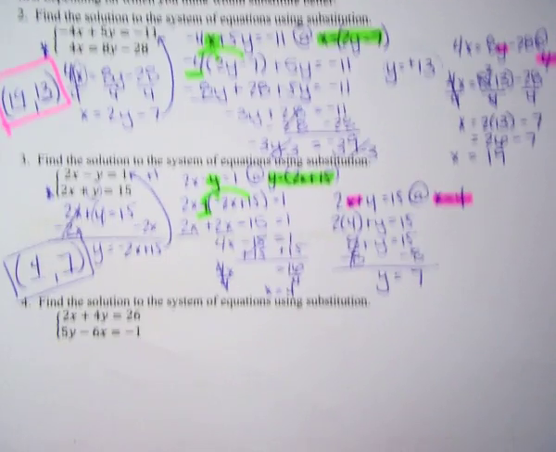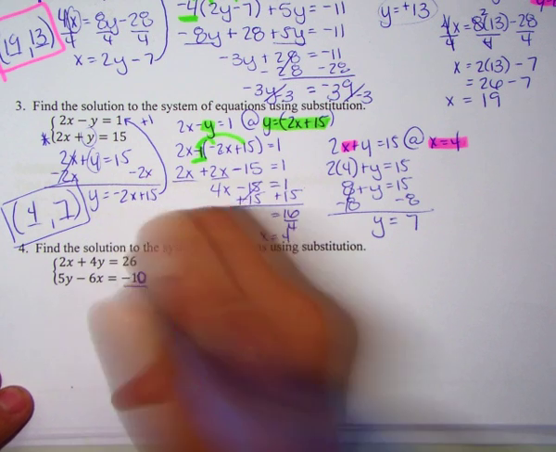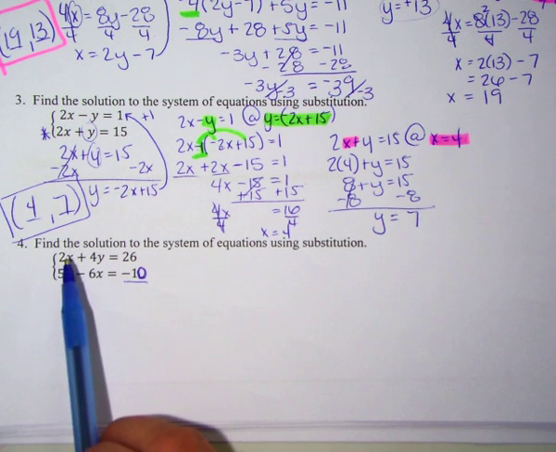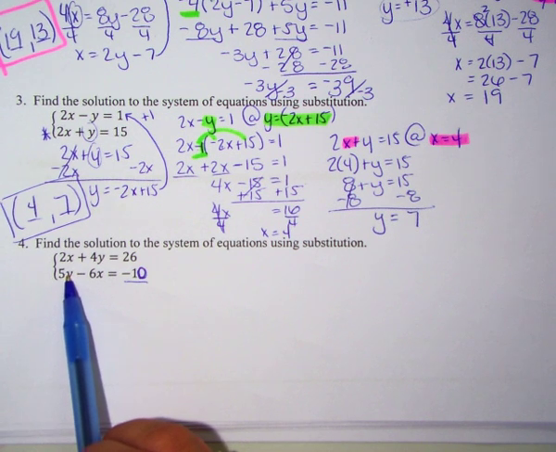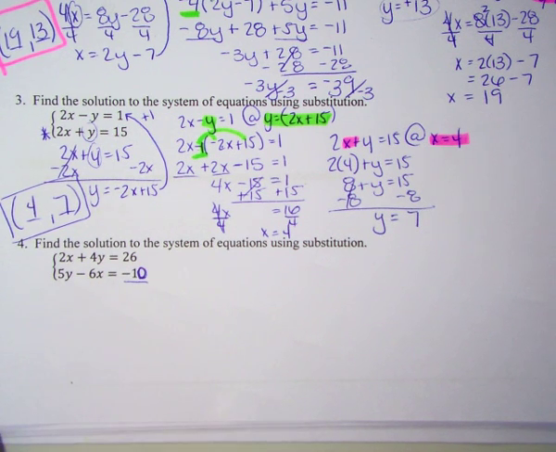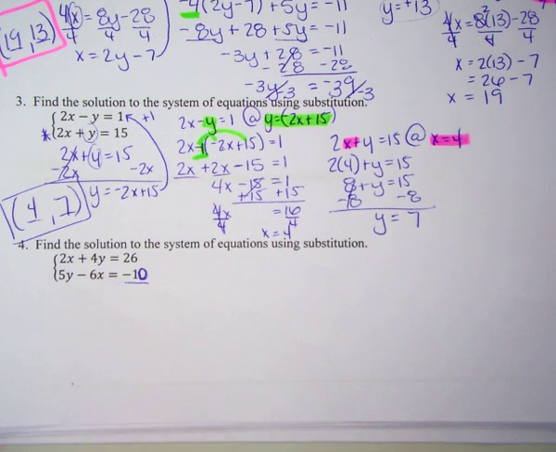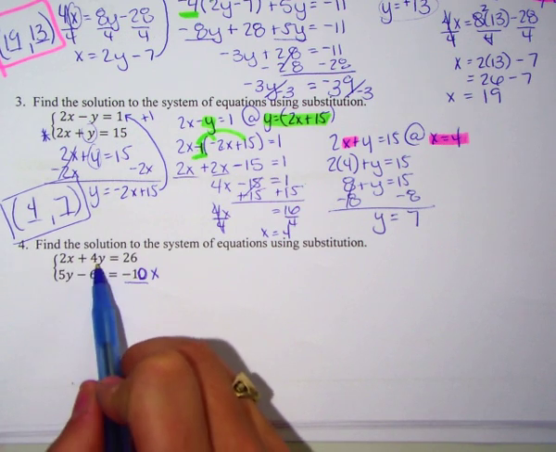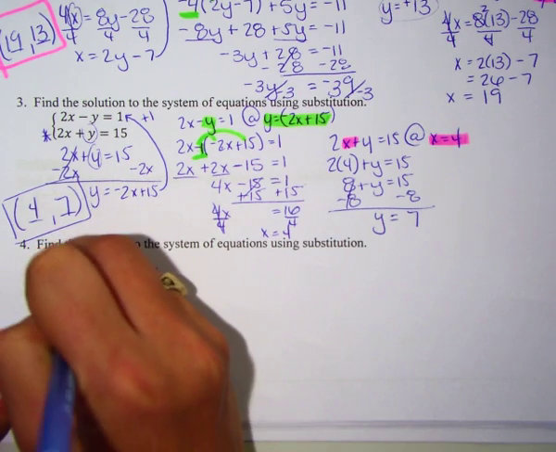Now in our very last one, I'm actually not going to solve it. I'm just going to set it up. The first thing is I had a typo. This should be a negative 10. When looking at this one, you want to see what variable you want to isolate. If you look at the second equation, if I were to divide everything by 5, that would give me some nasty numbers. If I were to divide everything by 6, that would give me some nasty numbers too. So I'm not going to isolate any variables in the second equation. Looking at the first one, I see 2x plus 4y equals 26. All of these numbers are even, so that's really going to help me out.